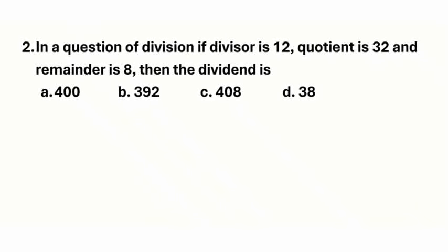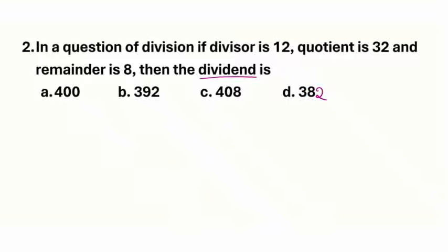Yes, here is the second question. And the question is, in a question of division, if divisor is 12, quotient is 32 and remainder is 8, then the dividend is option A 400, B 392, C 408, D 382. So here they're asking to find the dividend.